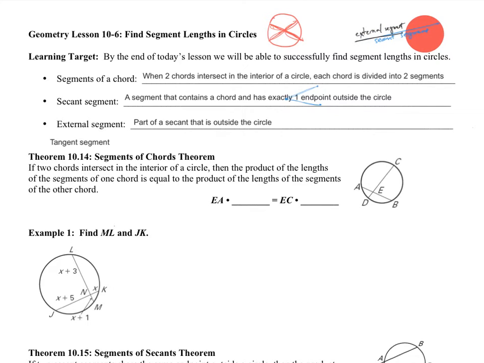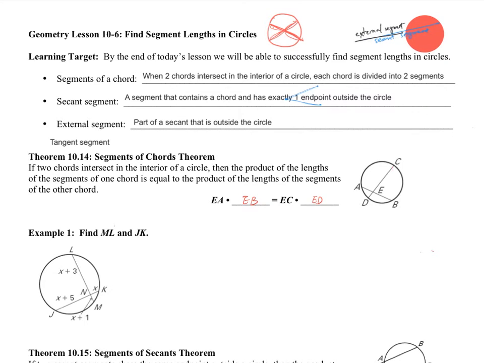Theorem 10.14, segments of chords theorem, states that if two chords intersect in the interior of a circle, then the product of the lengths of the segments of one chord is equal to the product of the lengths of the segments of the other chord. So what this means is that if you're given two chords AB and CD, then EA times EB would equal EC times ED.